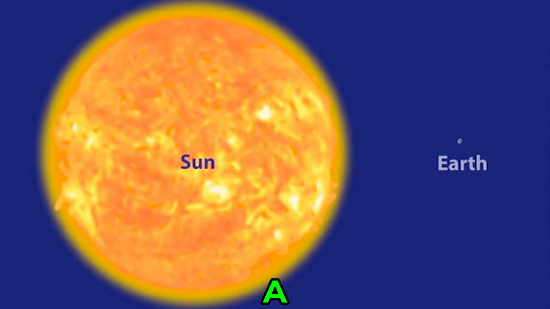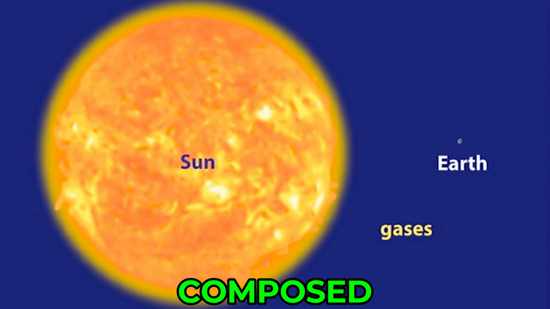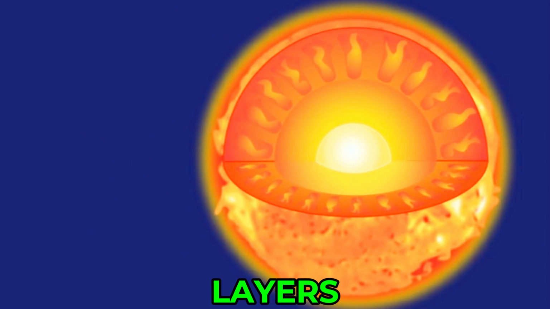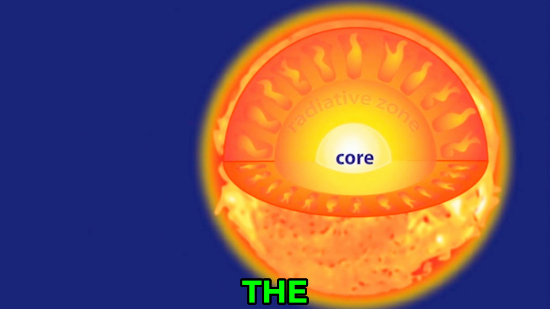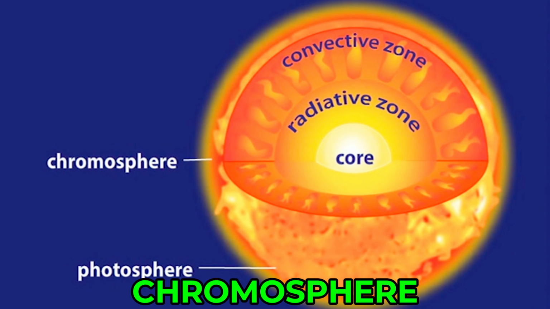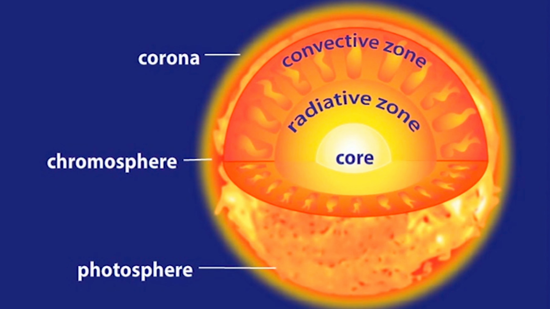The Sun is a massive burning ball of gases held together by gravity. It is primarily composed of helium and hydrogen gases. The Sun has three main layers: the core, the radiative zone, and the convective zone. The Sun's atmosphere is made up of the photosphere, chromosphere, and corona.